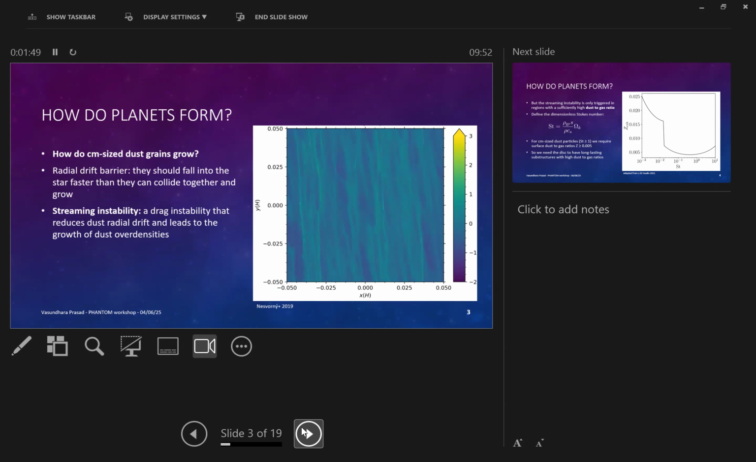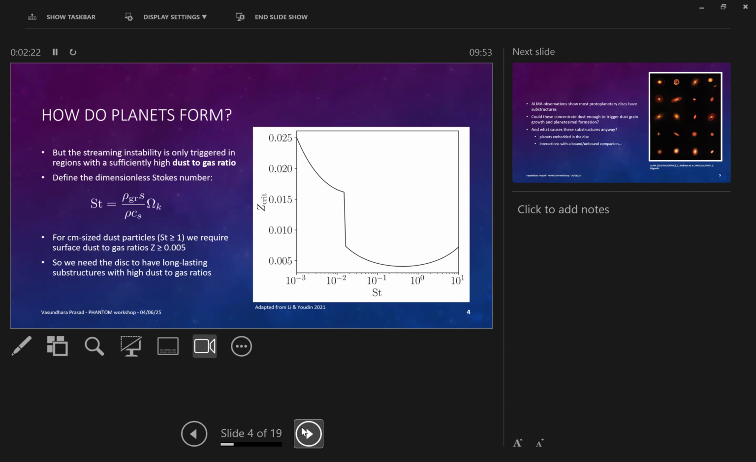And very simply, the streaming instability is a drag-based instability. So it's based off the interaction between gas and dust. And so it reduces this dust radial drift. And what we get are these dust filaments forming. This is a shearing box simulation of the streaming instability. So we've got radius on the x-axis, basically, and azimuth on the y-axis. And what we get are these small filaments forming in the streaming instability that then lead to these clumps and the growth of dust over densities. And so we can concentrate dust together in these over densities and grow them to planetesimal sizes.